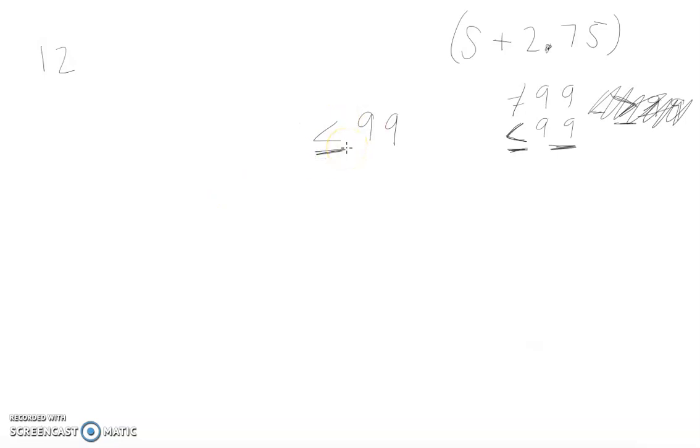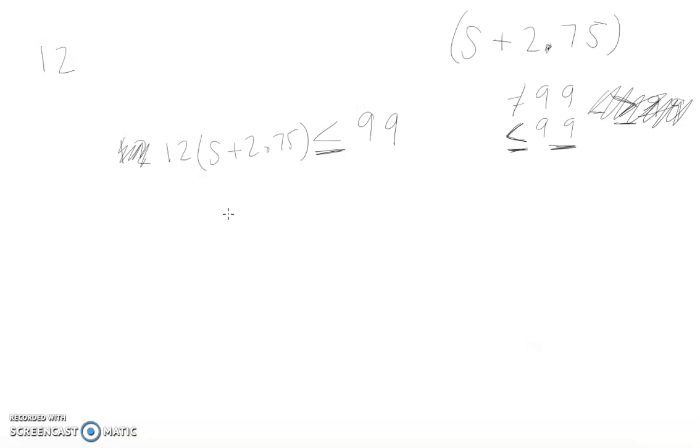And since it's per shirt, she's doing 12 shirts, so it's 12S. Since she's doing it per shirt, it has to be S plus 2.75 inside. It can't be on the outside because then you're just doing 12S plus 2.75 as if it's just 2.75 for all 12 shirts. But it's not all 12 shirts, it's each shirt.